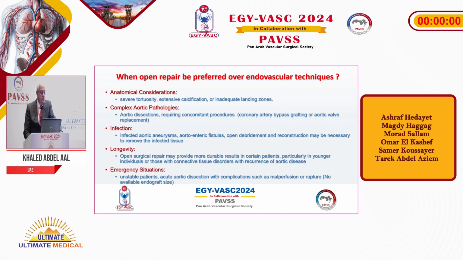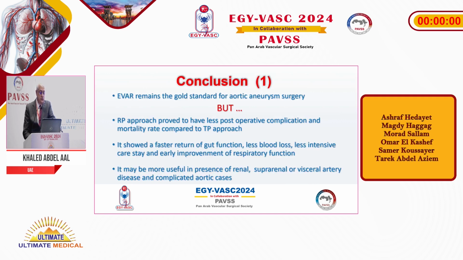Sometimes open surgical repair may also provide a more durable result in certain patients, particularly young individuals, those with connective tissue disorders, or recurrent aortic disease. And finally, some emergency situations, like unstable patients, or acute aortic dissection with complications such as malperfusion or rupture, in case of non-availability of the vascular graft.